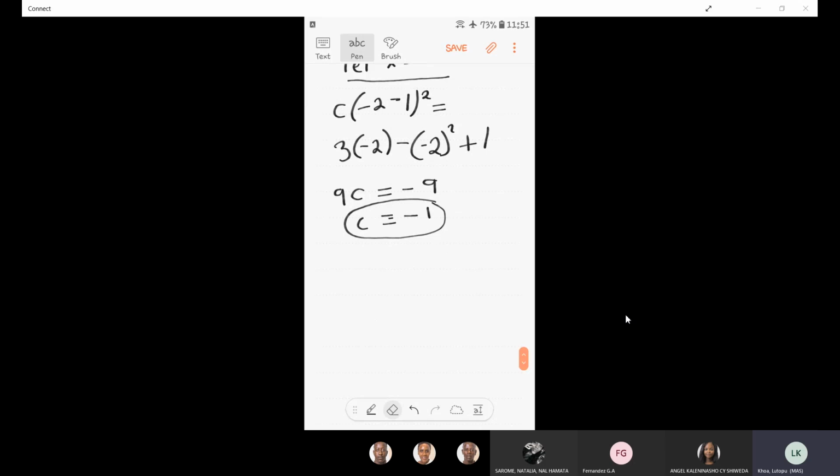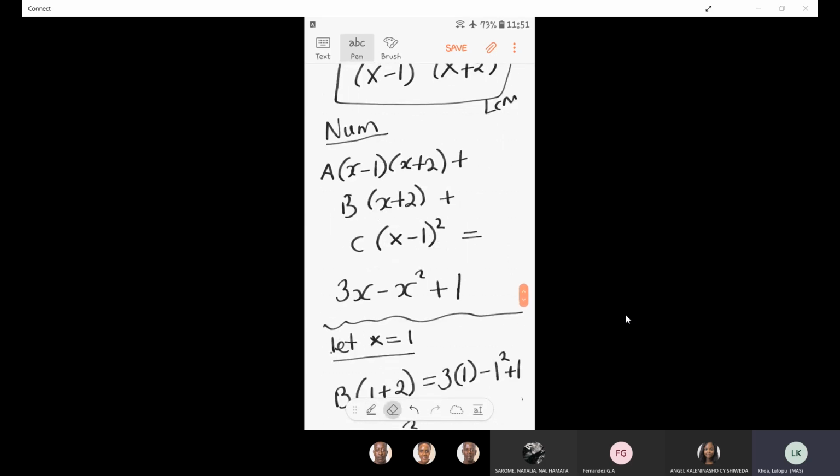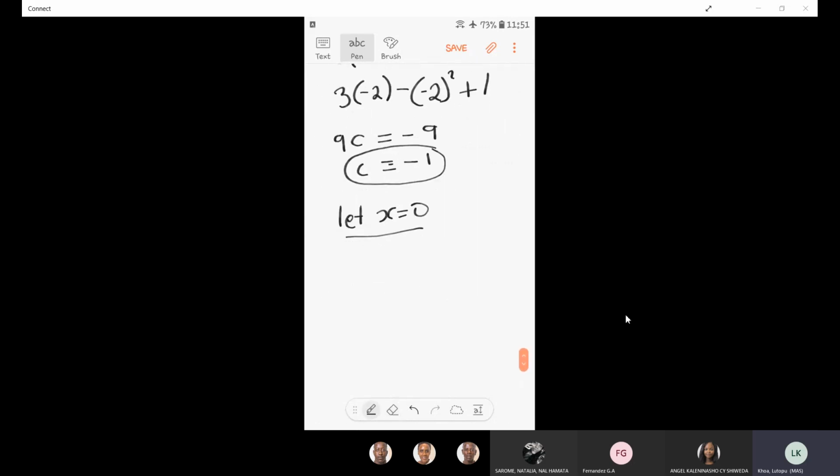So we let x equal to 0. Okay, now if x is equal to 0, you see over here, I will have A times minus 1 times 2, B times 2, C times minus 1 squared, which is just times 1. And then on the right hand side, I'll only have 1 left. So I don't have to do a lot of calculations or any difficult calculations.